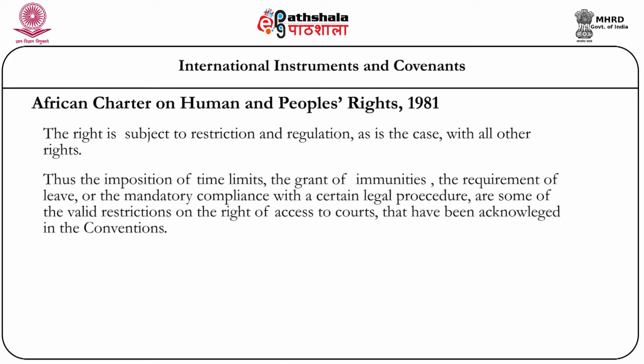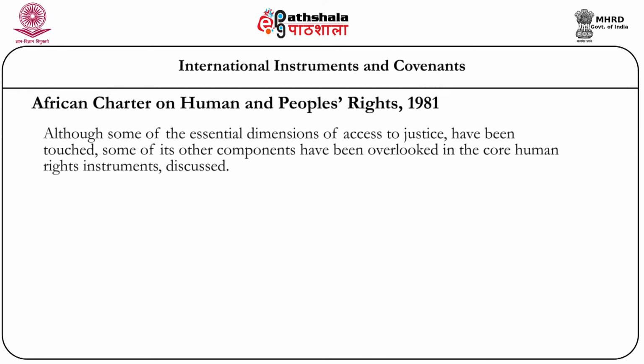Thus, the imposition of time limits, the grant of immunities, the requirements of leave, or mandatory compliance with certain legal procedures are some of the valid restrictions on the right of access to courts that have been recognized in these conventions. Although some of the essential dimensions of access to justice have been touched, some of its other components have been overlooked in the core of human rights instruments, as we discussed.